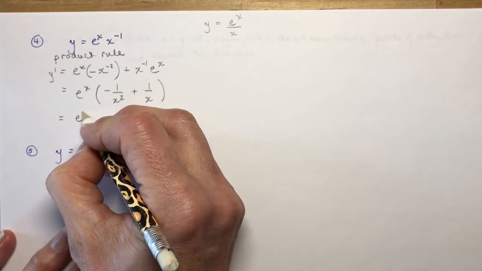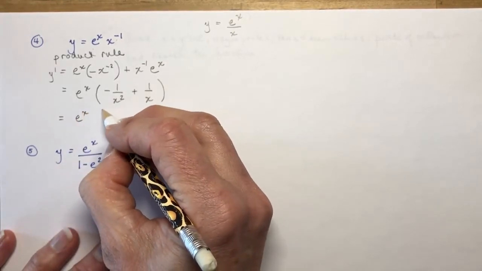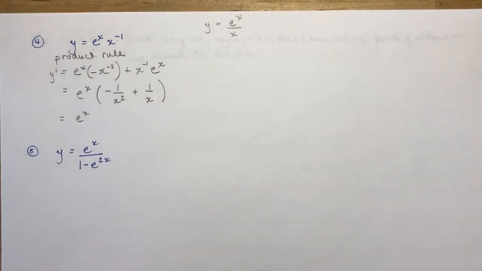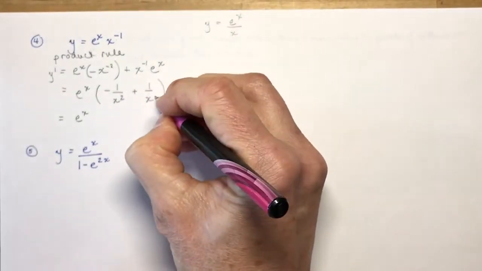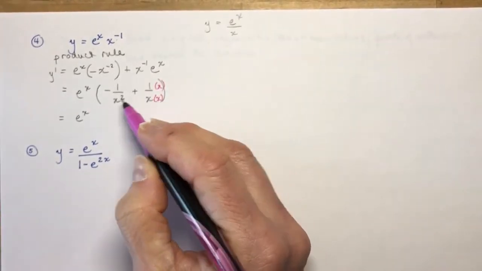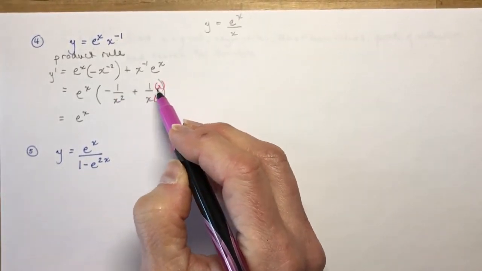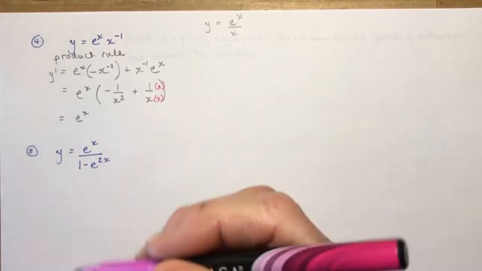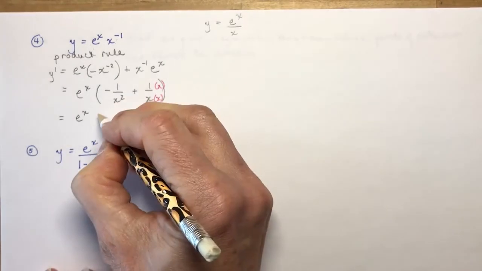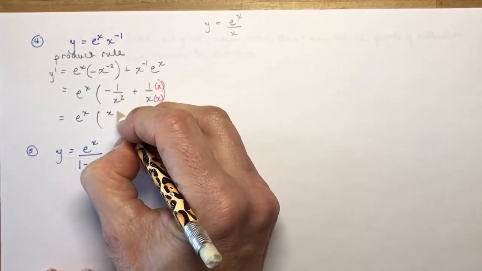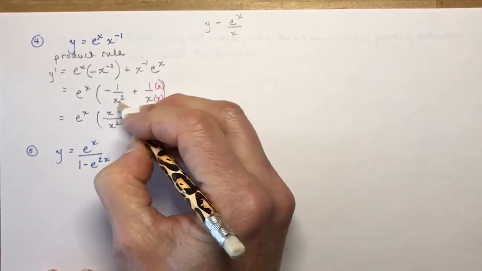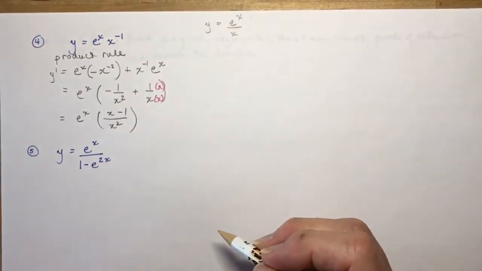Okay, so I have e to the x, and to make a common denominator here, I would have to make this times x. I put it in a little pink here. So I do x times x. So that's going to give me minus 1 plus x, and both are over x squared. Or even better yet, I'm going to write it as x minus 1 over x squared. So just change the order here, kept the same denominator.